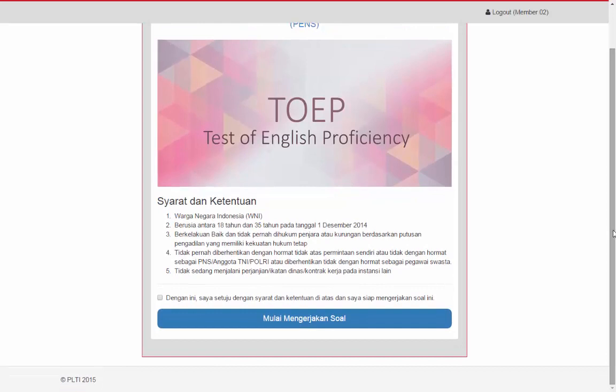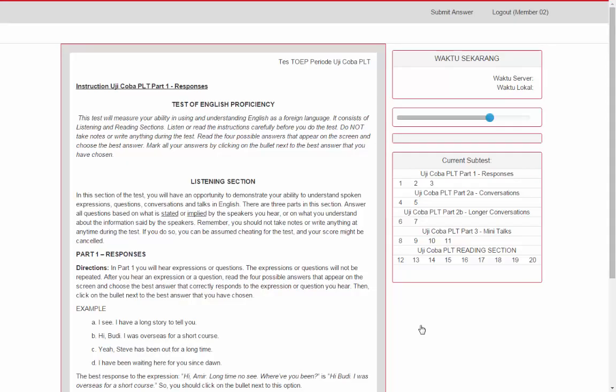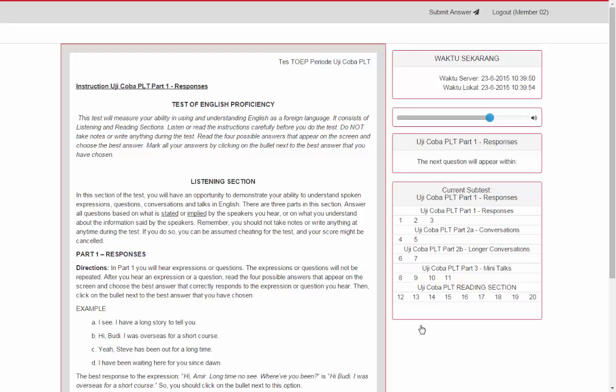You are about to take the Test of English Proficiency. This test will measure your ability in using and understanding English as a foreign language.